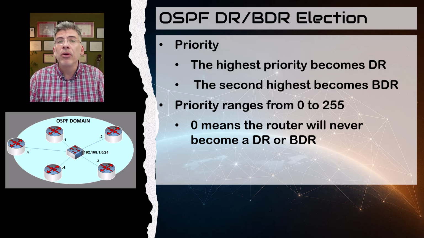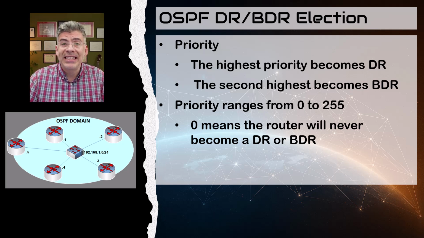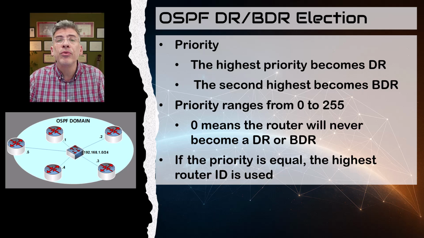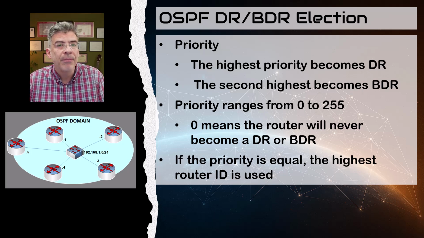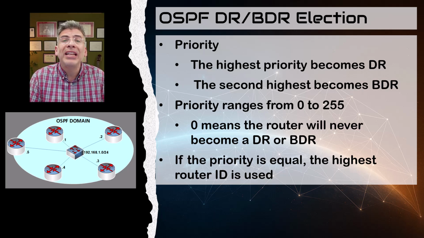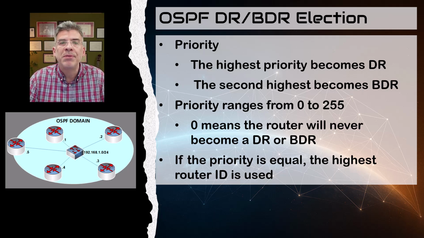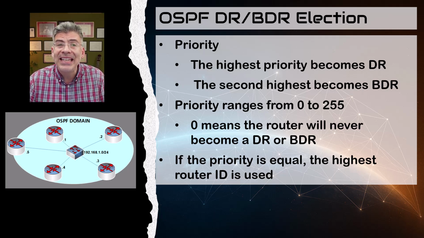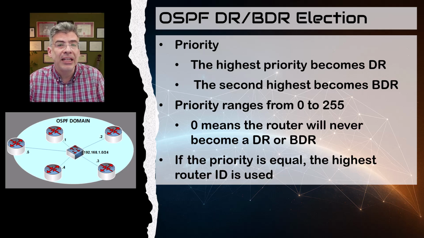A value of 0 simply says to the rest of the topology that this router will never become a DR or a BDR. If the priority is equal, then the router with the highest router ID is chosen as the DR, and the second highest router ID becomes the BDR. The router ID will always be a tiebreaker because the router ID must be unique in the OSPF domain, and we've already seen how the router ID is defined.